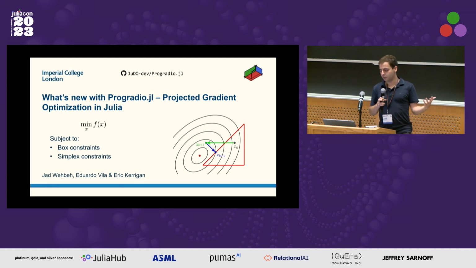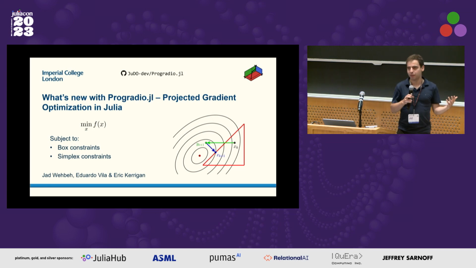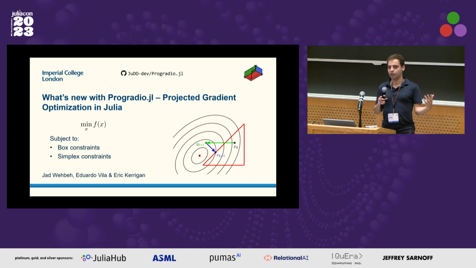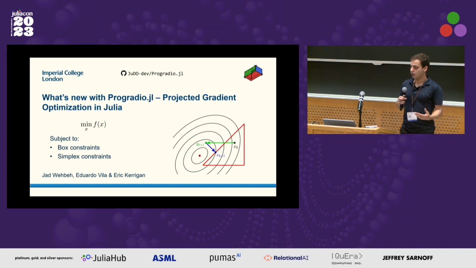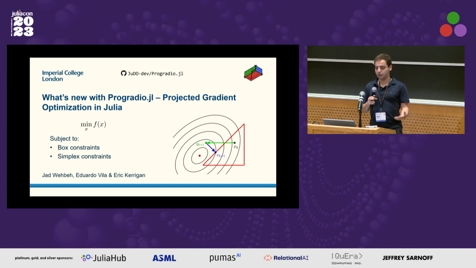And the reason you'd want to use projected gradient optimization over another form of optimization is because it can be highly efficient in scenarios where it's easy to project back onto your constraint set. So if you've got a box or simplex constraints or some other constraint shape with a cheap projection operator. And so for Progradio specifically, we look at box constraints and simplex constraints.